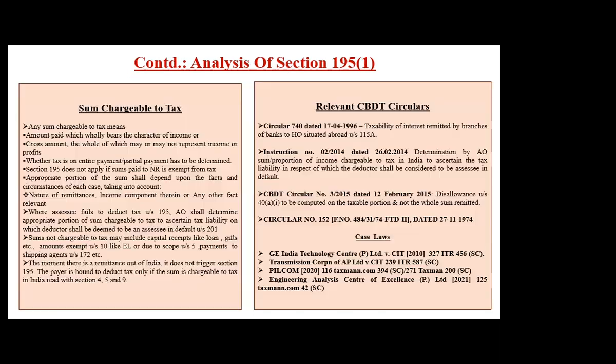Now coming to sum chargeable to tax, as I was explaining to you. Section 4 is the charging section, which says that rates of tax are prevalent there. Section 5 defines the scope for a non-resident: any income which is received or deemed to be received in India, and any income which accrues or is deemed to accrue in India, is in the scope of section 5 for a non-resident.